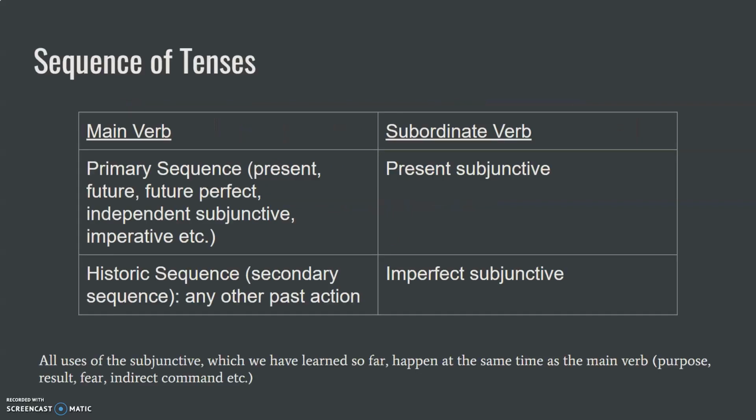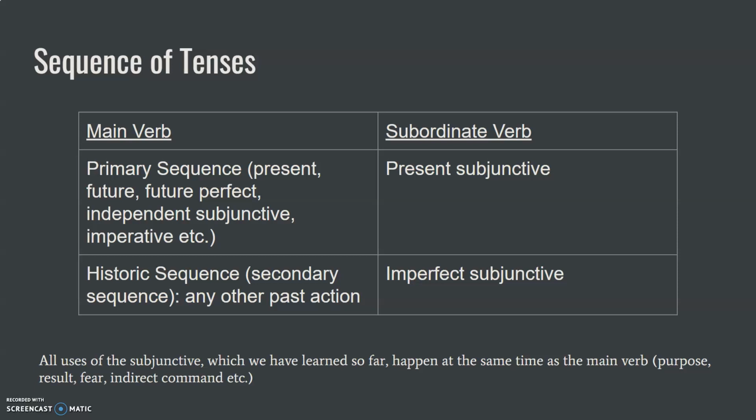So if we review sequence of tenses and what we know so far, we'll remember that in the main clause, the main verb is either in the primary sequence, which is present, future, independent subjunctives, imperatives, anything that's happening now or will happen. Or you have a historic sequence, which we sometimes call a secondary sequence, which is any other past action.